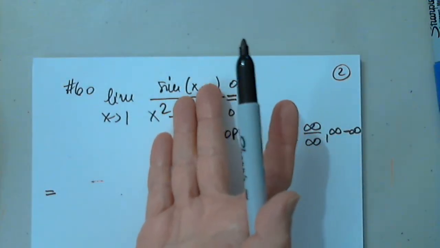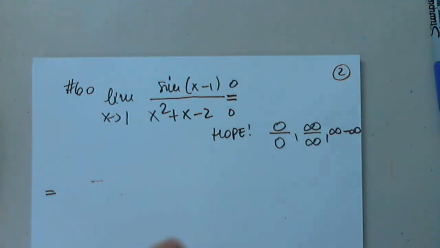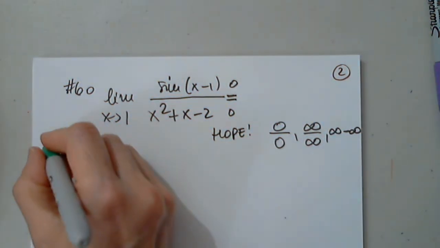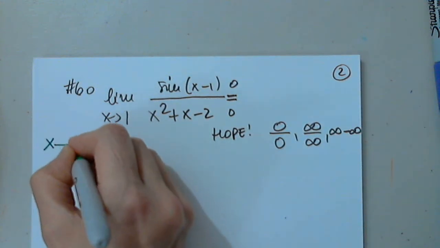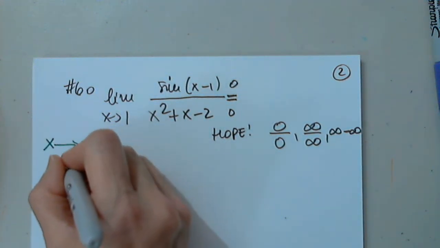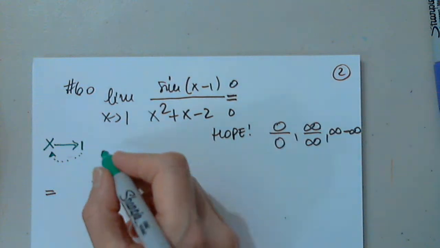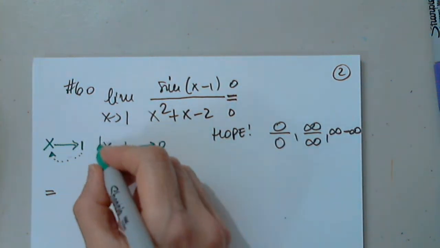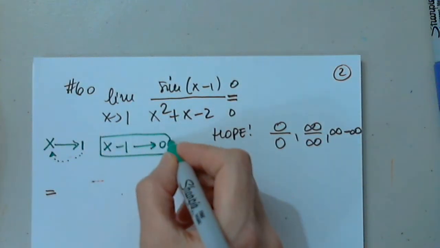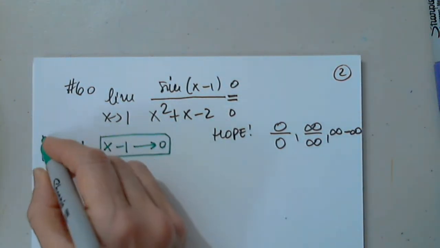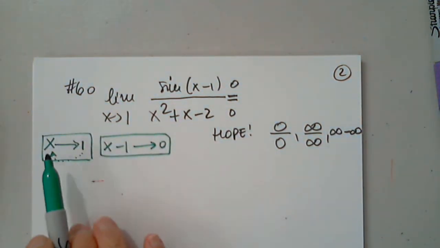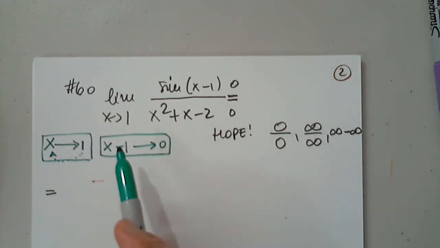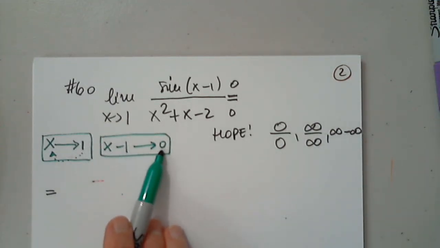Obviously, there is nothing I can do to the numerator. But I just want to refresh our memory on something. When we say that x approaches 1, we really mean that x minus 1 approaches 0. It's the same thing. These two are identical. When we say x approaches 1, we indirectly say x minus 1 approaches 0.